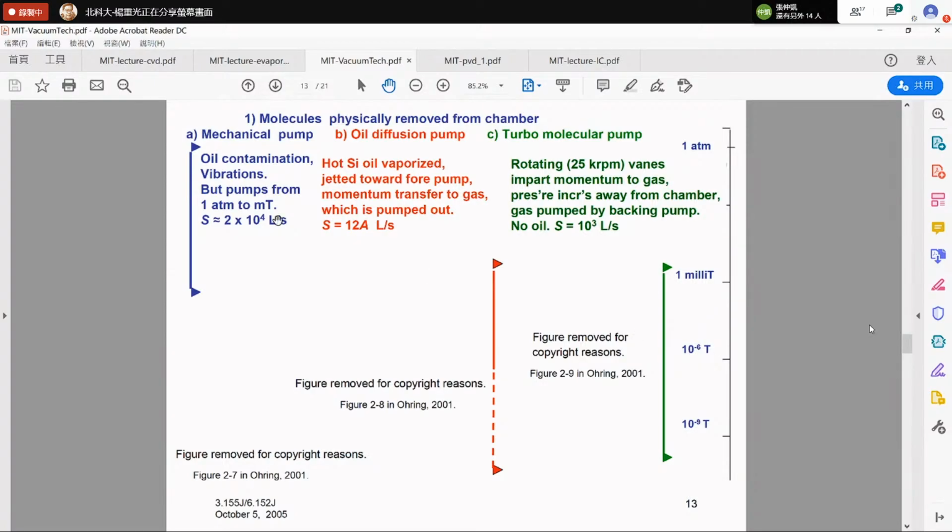So this is the range. The oil diffusion pump probably goes to 10 to the minus 6. If you want to go further, the turbomolecular pump is a better candidate. Please remember this slide.